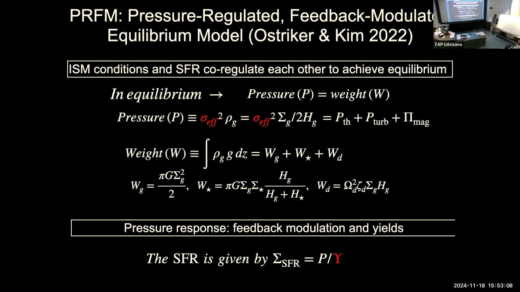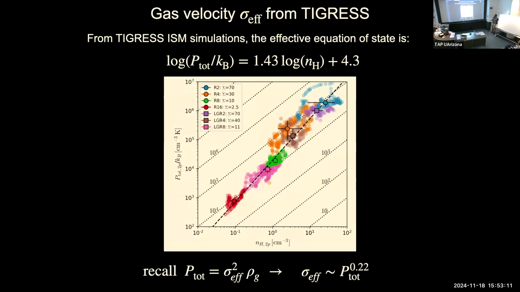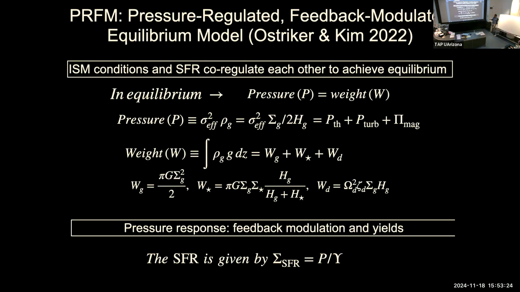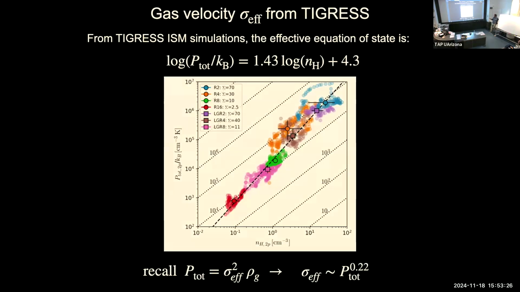It's very basic. So for the gas velocity, what we can do is go to the TIGRESS simulations. These are the 6 different simulations that I showed you a little while back, because they have different density ranges and different initial conditions, but the same model. So we can stack them in the effective equation of state, which is the pressure as a function of density. And then we see there is a very nice correlation, a very nice linear correlation between the pressure and the density. And then we can fit a line to this, and that's the fit to the TIGRESS simulations.